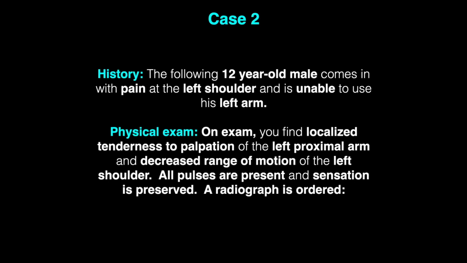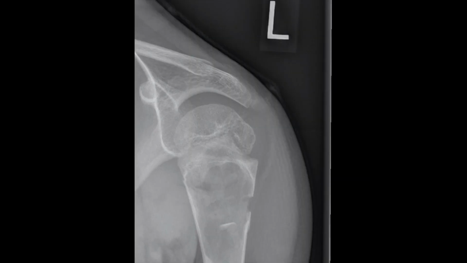A 12-year-old male comes in with left shoulder pain and he's unable to use his left arm. On exam, you find localized tenderness to palpation of the left proximal arm and decreased range of motion of the left shoulder. All pulses are present and sensation is preserved. A radiograph is ordered. So here we have an AP view of the left shoulder.